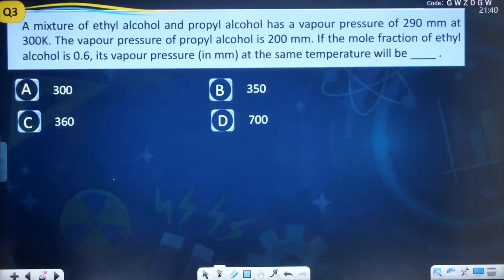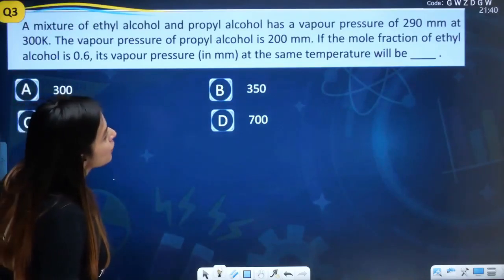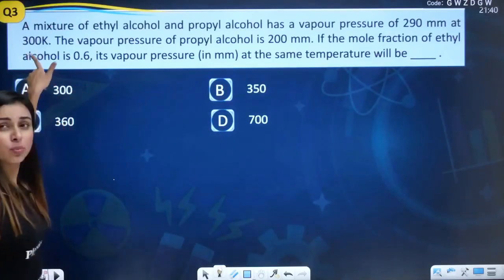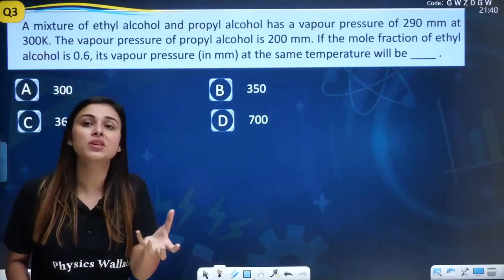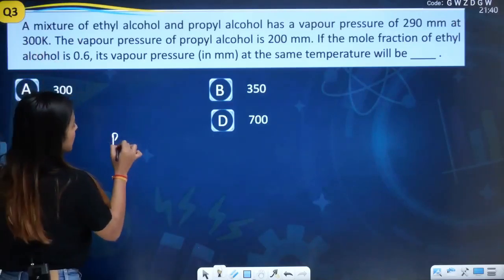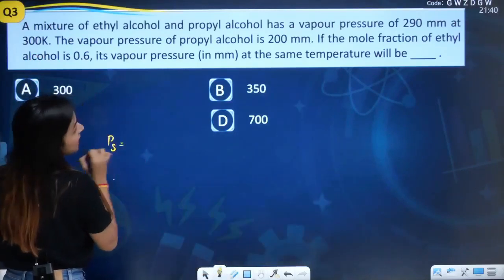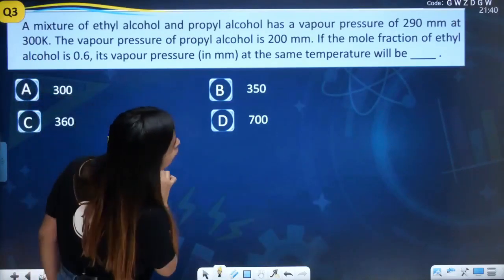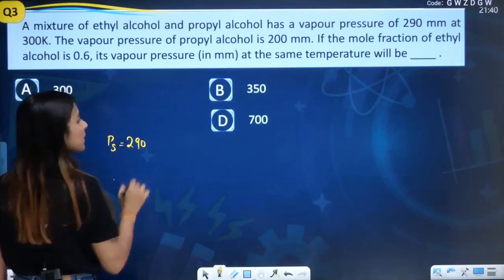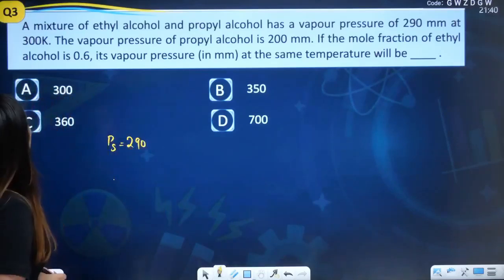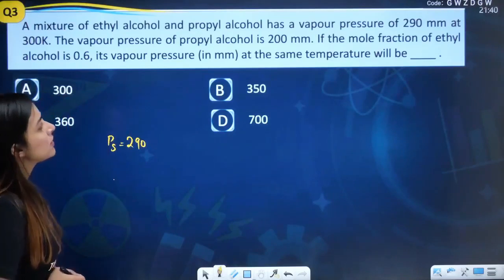Okay. What does this question say? A mixture of ethyl alcohol and propyl alcohol has a vapor pressure of 290 mm at 300 Kelvin. So my dear students, it is given the vapor pressure of the mixture. This means that you are given PS, PS of solution equal to 290 mm. Okay. Perfect. No issues. The vapor pressure of the propyl alcohol is 200.